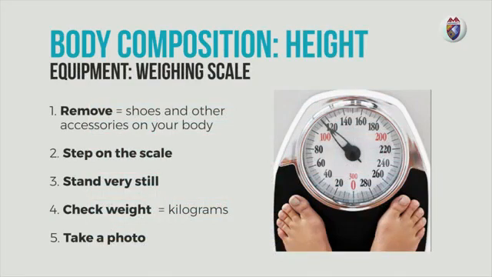Here are the general instructions for getting your weight. First is that you need to remove your shoes and other accessories you have on your body, like watches and bracelets, that might be heavy enough to alter your weight measurement. Second is to step on the scale with your weight fully concentrated on it. Third is to make sure that you are very still to prevent the scale from moving. Then, check and see your weight on the scale using kilograms as your unit of measure. Lastly, take a photo of your weight from the scale, then record your score on the test result sheet.